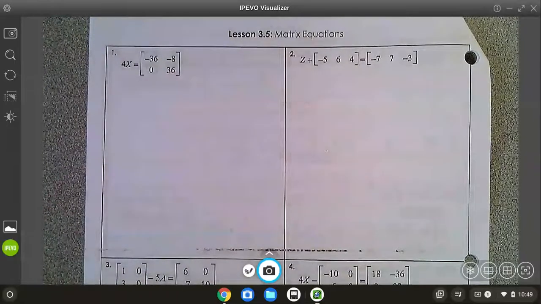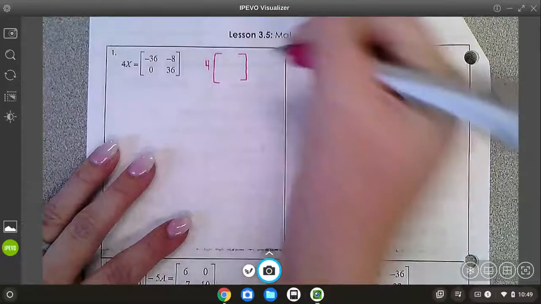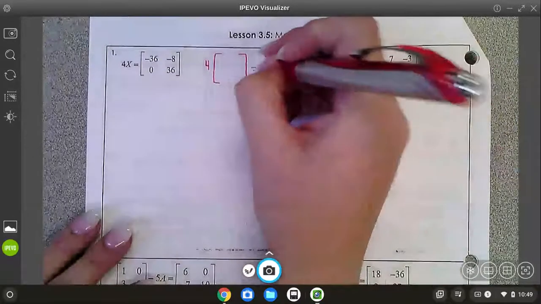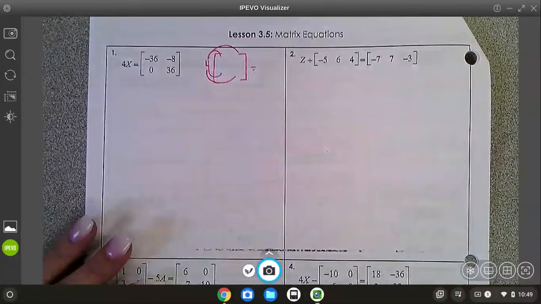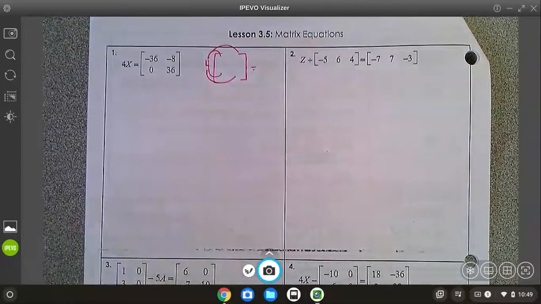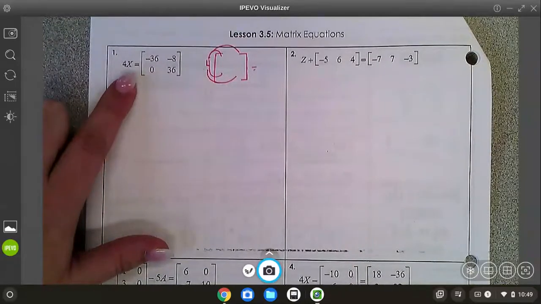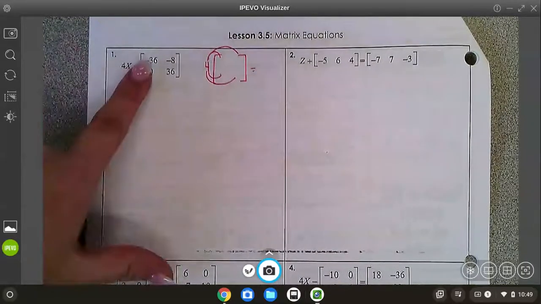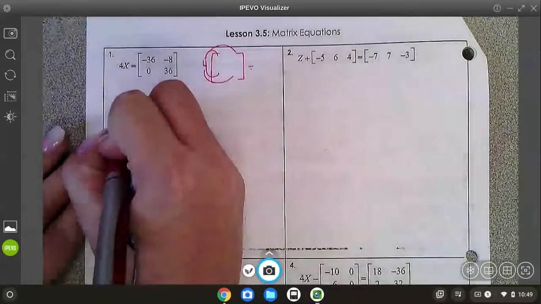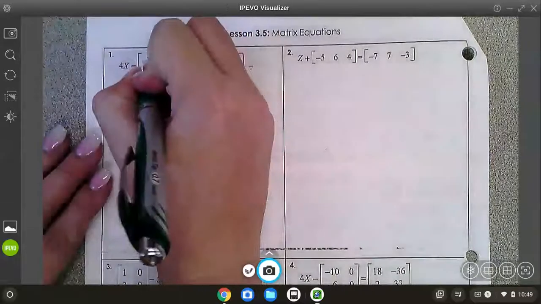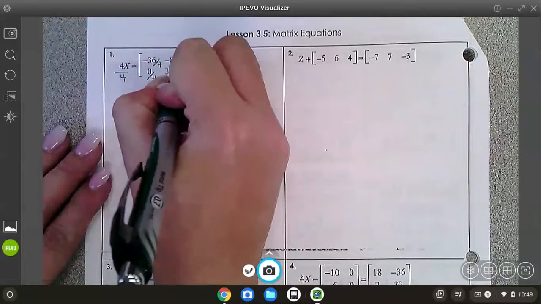And so if there's a 4 in front, 4 times something. Remember with scalar multiplication, we multiplied by 4 to get those inside numbers, right? So if we're doing the opposite, we're going to divide by 4. And so all we have to do is divide each of those 4 elements by 4. We're just dividing all of the elements by 4.